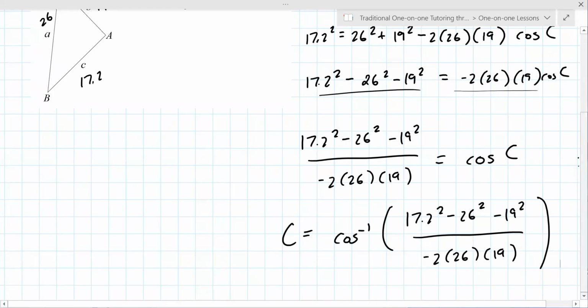How are you doing on that? I am almost done. I forgot that I had to highlight the top part, 17.2 squared minus 26 squared minus 19 squared, and then divide it. So I'm almost there. Great. Give me 30 seconds. Okay, I get 41.4. Perfect.